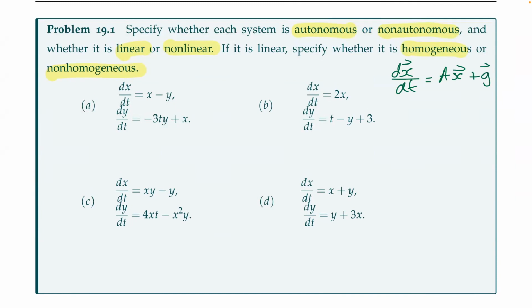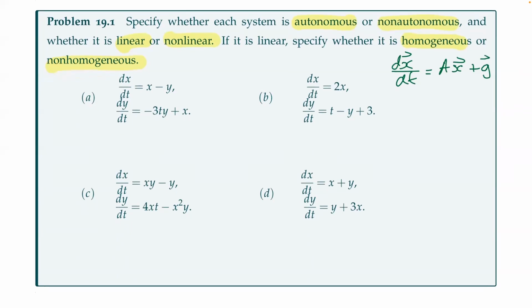And if it's autonomous, that means that we have no dependency on time on the right-hand side. So there's no t's on the right-hand side. If it's autonomous, then we have no t's. Okay, so non-autonomous means we have t's on the right-hand side. Autonomous means that we don't have t's.